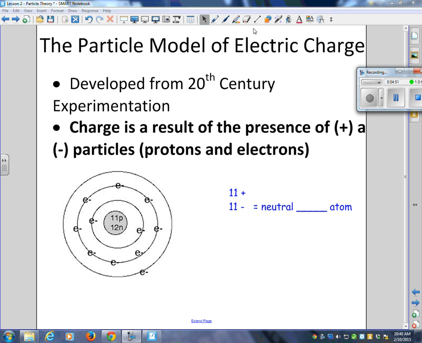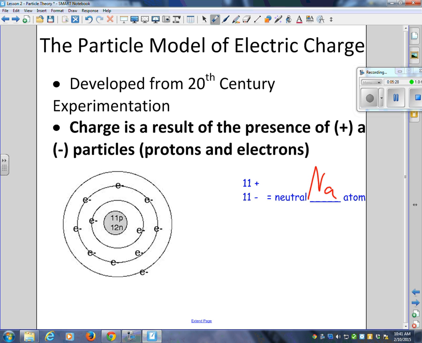So, the particle model of electric charge, developed from 20th century experimentation. Charge is a result of the presence of positive protons and negative particles, electrons, and neutral neutrons. So this one here, which atom is this? Which element? Number 11. It's Na. Na is sodium, right.